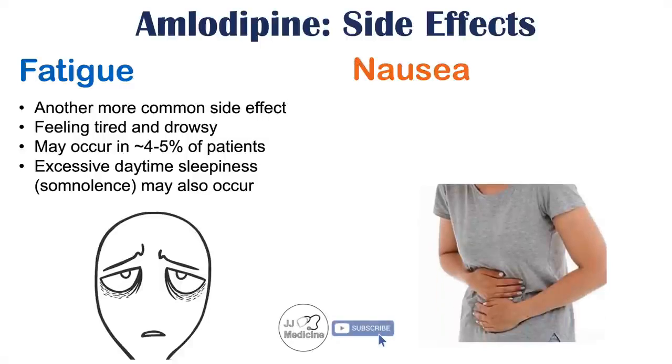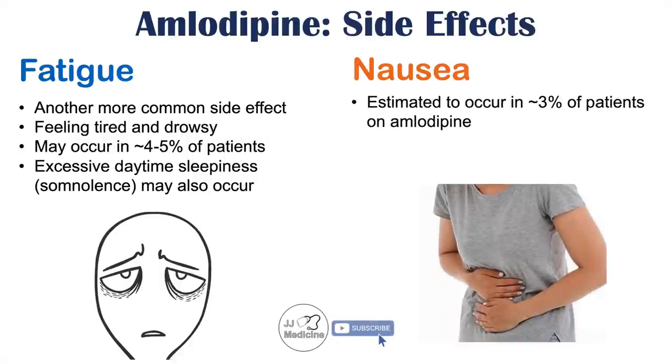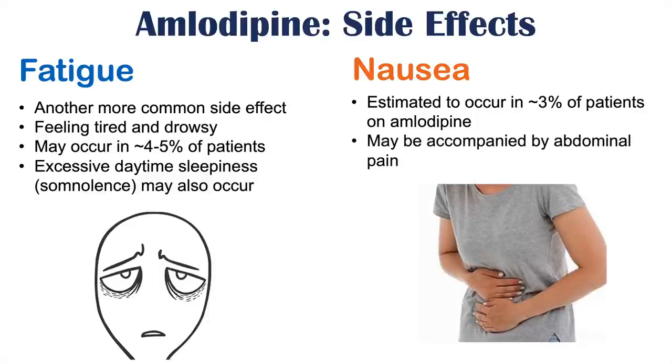We can also see nausea occurring in some patients on amlodipine. This is likely to occur in roughly 3% of patients, and it may be accompanied by abdominal pain, which is less common to occur. It's likely that it occurs in 1% or less of patients who are on amlodipine.